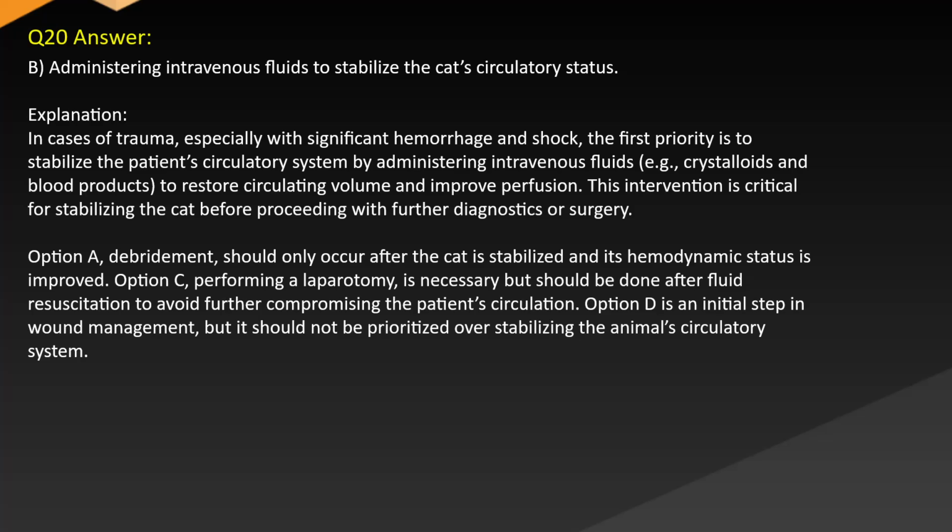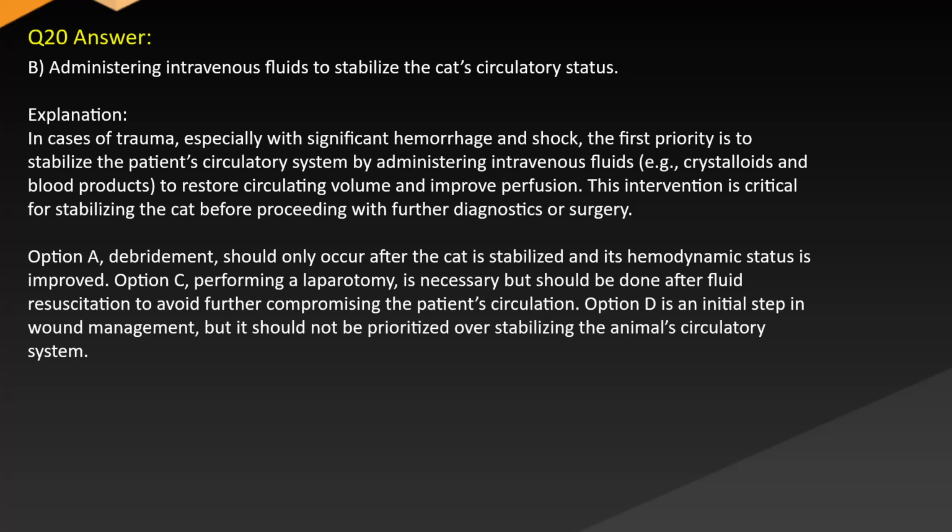Answer. B. Administering intravenous fluids to stabilize the cat's circulatory status. Explanation. In cases of trauma, especially with significant hemorrhage and shock, the first priority is to stabilize the patient's circulatory system by administering intravenous fluids, e.g., crystalloids and blood products, to restore circulating volume and improve perfusion. This intervention is critical for stabilizing the cat before proceeding to further diagnostics or surgery.